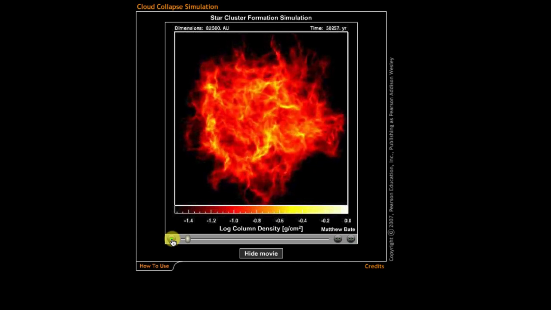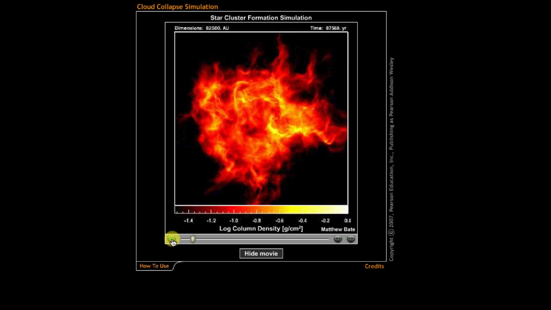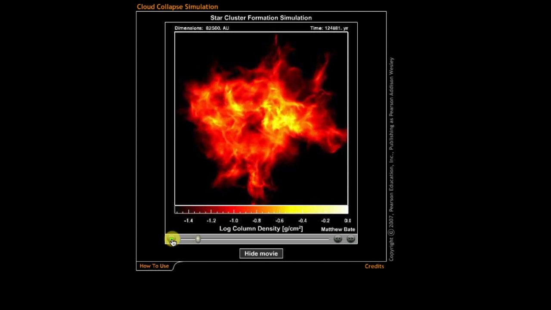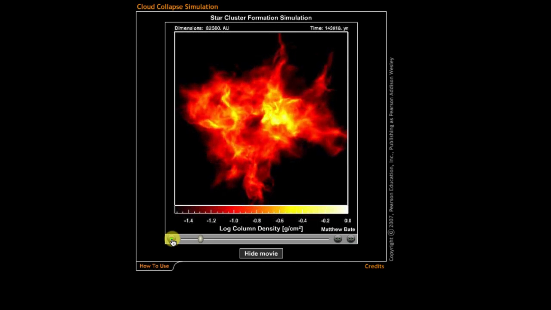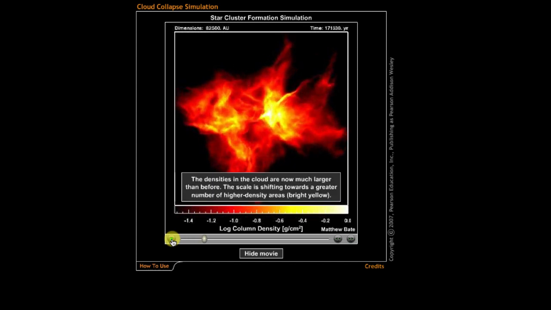So gravity is squeezing the cloud, but notice how it becomes fragmented. It doesn't just all squeeze together in one place. So this particular cloud of gas and dust, which is about 50 solar masses worth of stuff, is going to form many stars. And so as we watch this go here, it pauses every now and then. The densities in the cloud are now much larger than before.